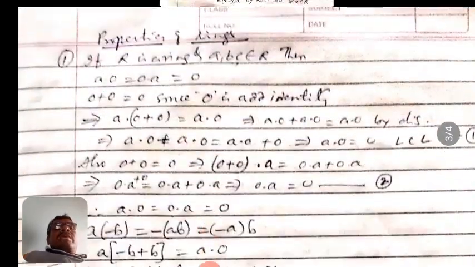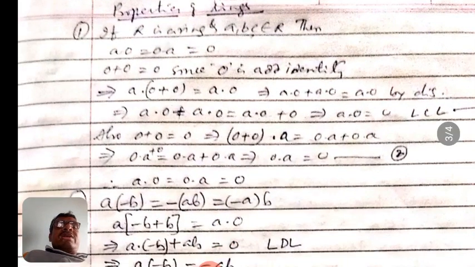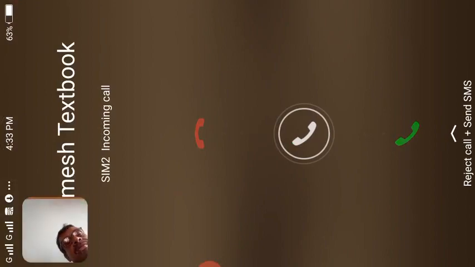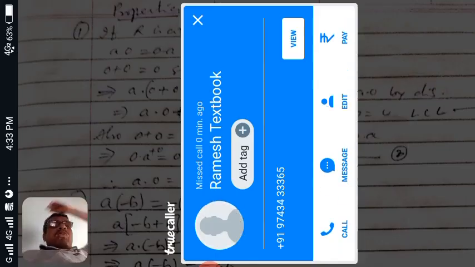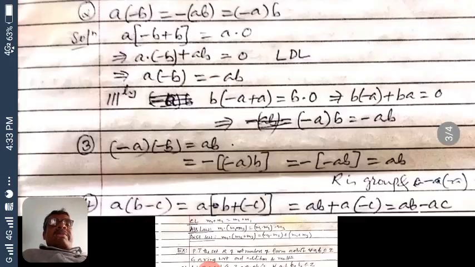Then we will discuss some of the properties of rings. Just like a 2 marks question, at least one of the properties is asked in your question paper. The first property is: if R is a ring and A, B, C belong to R, then A into 0 is 0 into A, it is 0. But in this property, only one element is enough, A belongs to R. But for the next property, all elements are considered.